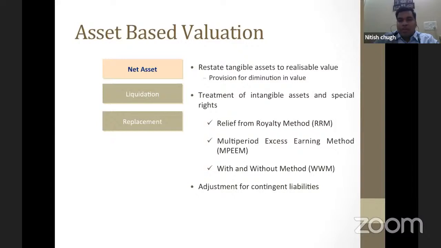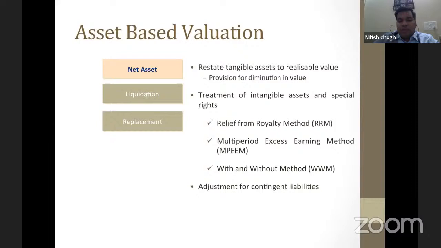For land and building, you have to appoint a different valuer. For plant and machinery, you have to appoint a different valuer. For other tangible assets, there are certain other valuers who may not be listed valuers. And then you need to calculate for the diminution in value as well, impairment losses on the same, if any. And then this is relating to tangible assets. You need to value it to realizable value or the market value.